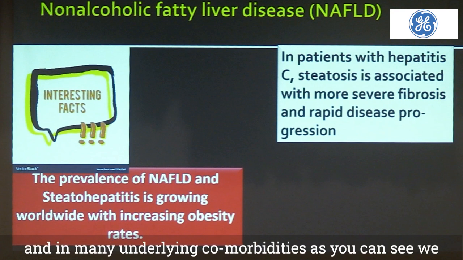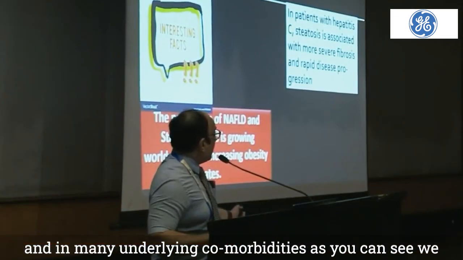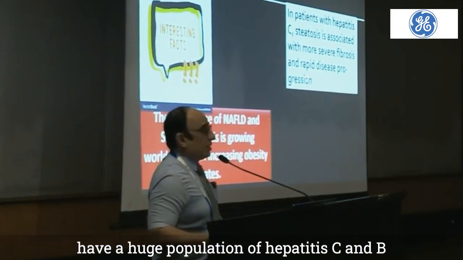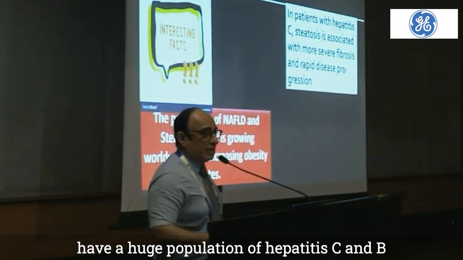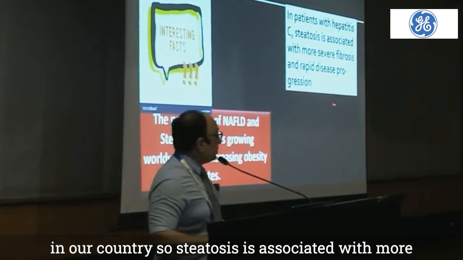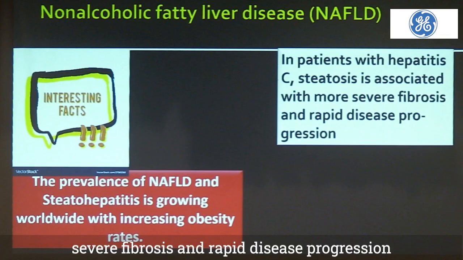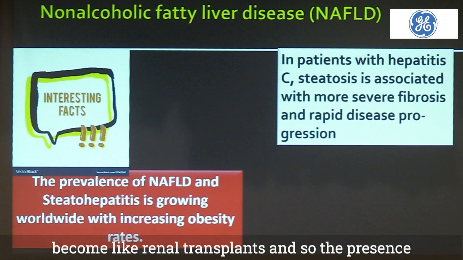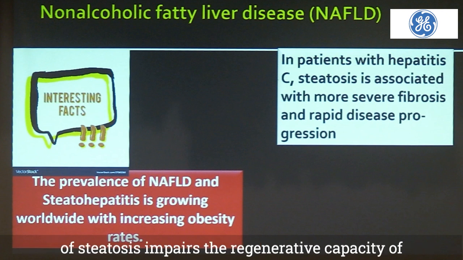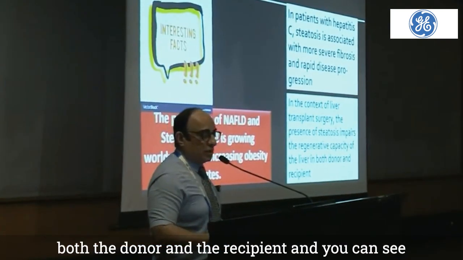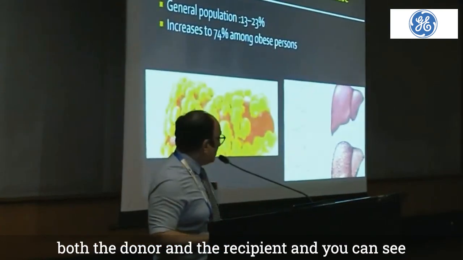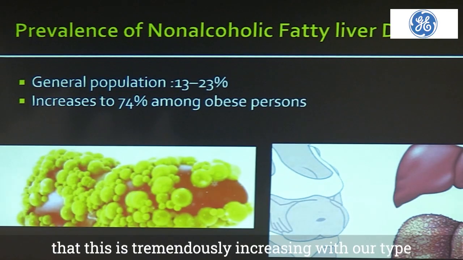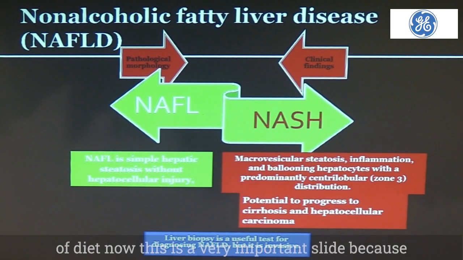And there are many underlying comorbidities, as you can see. We have a huge population of hepatitis C and B in our country. So steatosis is associated with more severe fibrosis and rapid disease progression. And almost all hospitals are now doing liver transplant. It's become like renal transplants. And so the presence of steatosis impairs the regenerative capacity of both the donor and the recipient. And you can see that this is tremendously increasing with our type of diet.